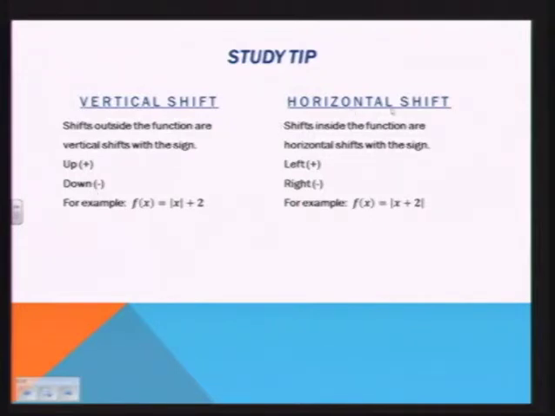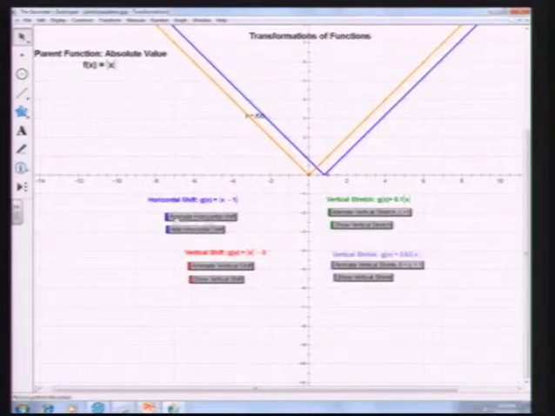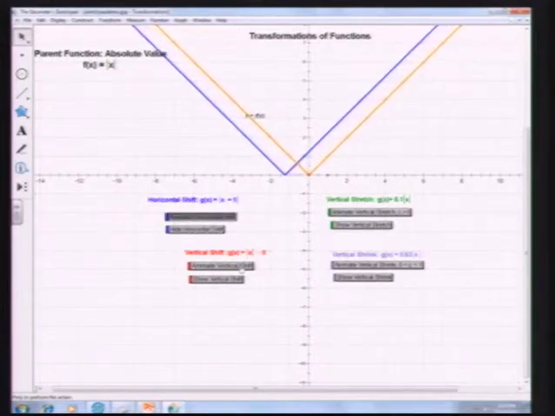If it is horizontal shift, note, shifts inside the function are horizontal shifts with the sign. In this case, if it shifts to the left, you have a positive sign that correlates to your function given, as you see here, f of x equals the absolute value of x plus 2. If it's minus, you will also take note that your sign that is inside the function, in this case, would be minus. So in this case, you would see vertical shift and horizontal shifts showing you simultaneously as they both look once again.